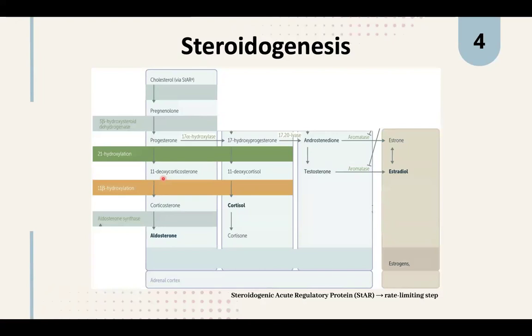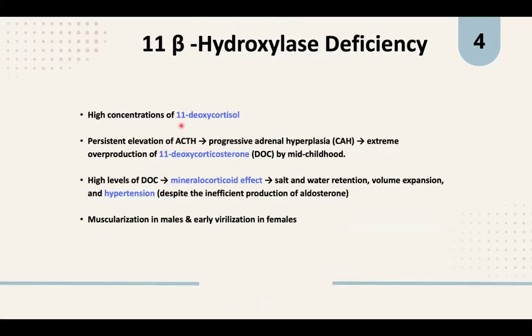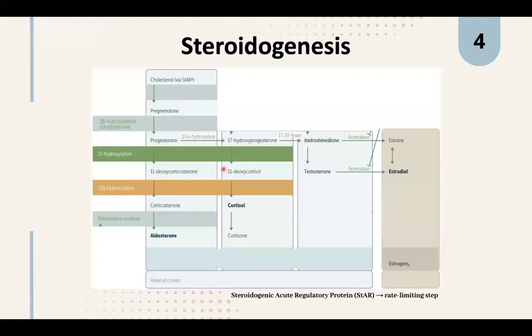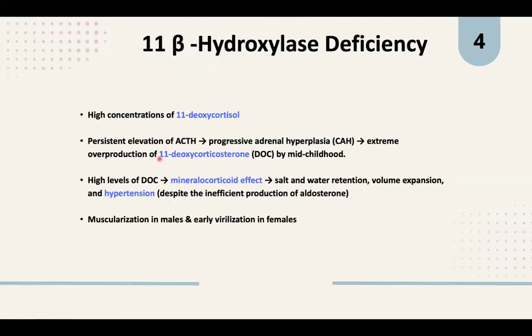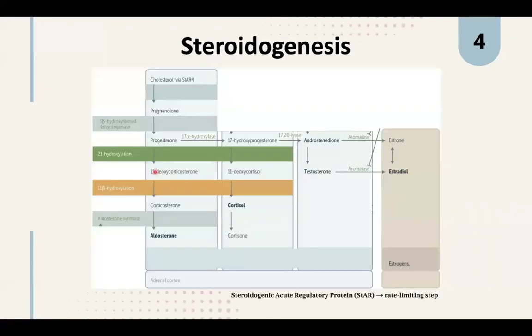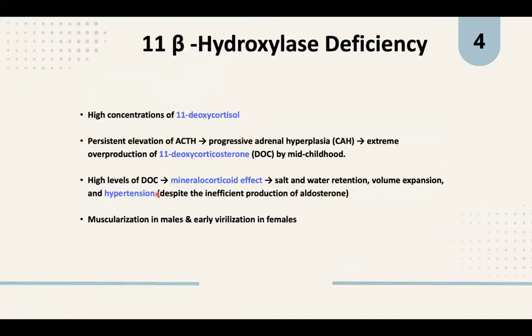So there's hypertension. Okay, so high concentrations of 11-deoxycortisol, which is this one over here, that doesn't really have an effect. But you do have overproduction of 11-deoxycorticosterone, which is this one over here, and it has a mineralocorticoid effect or an effect like aldosterone, and this would cause hypertension. Even though you're not making aldosterone, you have hypertension because of 11-deoxycorticosterone.